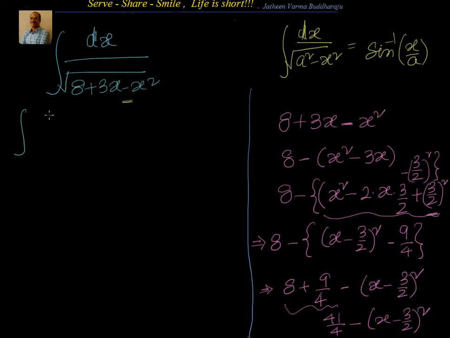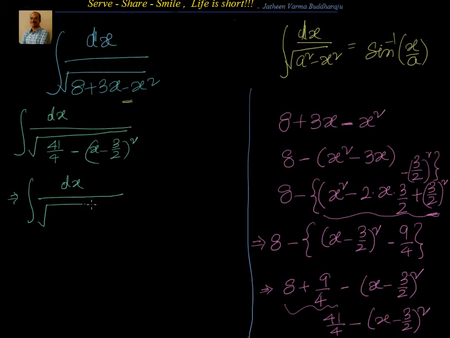We can go back to the problem and say dx divided by square root of 41 by 4 minus x minus 3 by 2 whole square, which is equal to integral of dx by, now 41 by 4, how can I write it as a square? I can say root 41 by 2 whole square. Let me write it in bigger numbers. Root 41 by 2 whole square minus x minus 3 by 2 whole square.